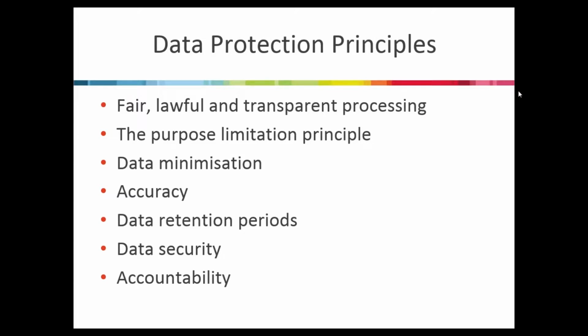First, processing must be fair, lawful and transparent. Second, data must be used only for the purpose for which it was collected. This is sometimes referred to as the purpose limitation principle. Third, only necessary data must be collected, and this is sometimes referred to as the data minimization principle. Fourth, the data which is collected must be accurate. Fifth, data must be held for no longer than is necessary.